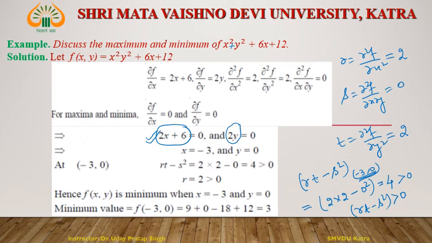Okay, if rt minus s square is greater than 0, then check the sign of r. What is sign of r? R is equal to dou 2f by dou x2, that is 2. Since r is greater than 0 and rt minus s square is greater than 0, so this point is point of minima. It means minus 3 and 0 is point of minima. Okay, this is point of minima.